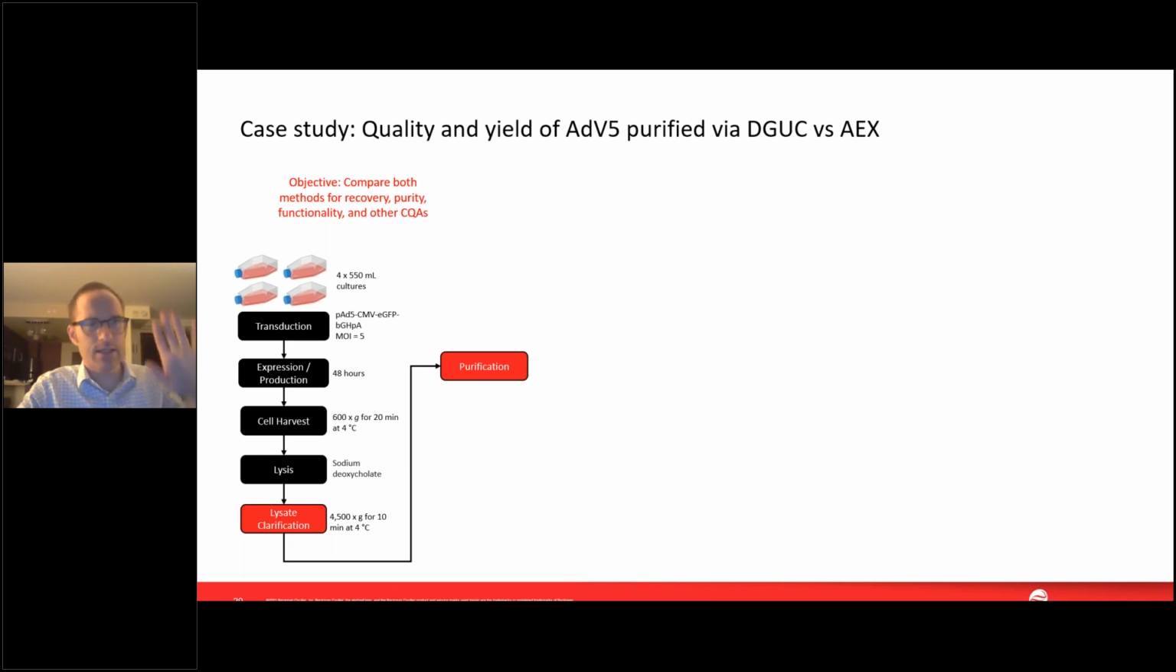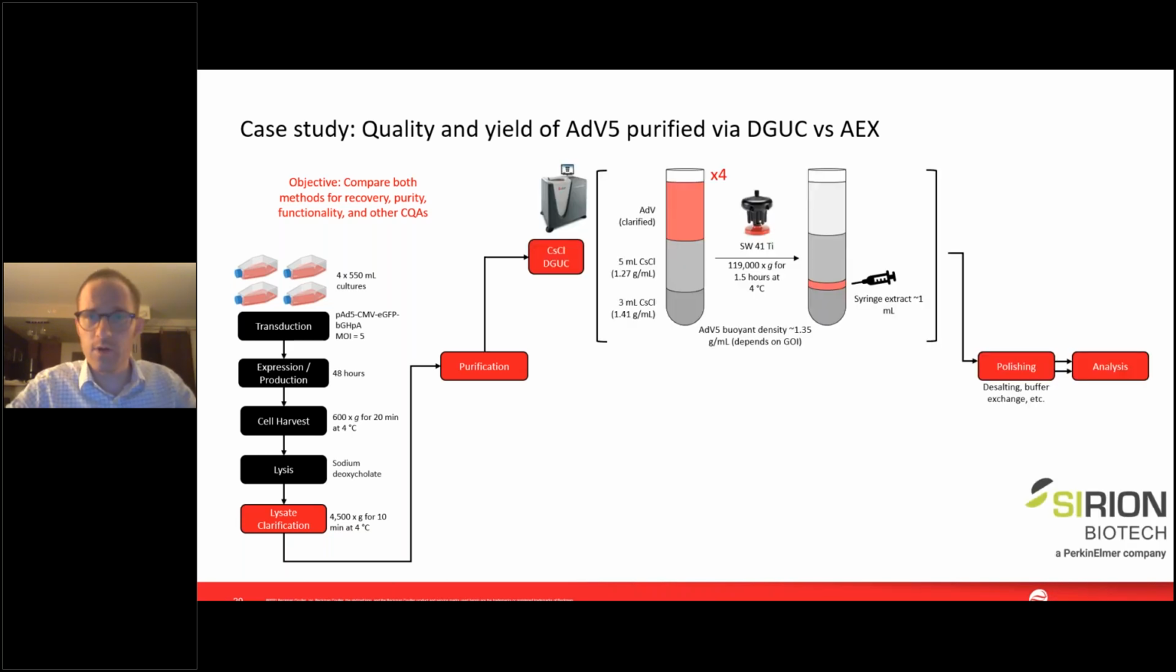I'm not going to get into the upstream process. We did start with 2 liters, but once we got to the lysate clarification, we separated 50%. We sent 50% to the chromatography, and 50% we sent to the centrifuge. For the ultracentrifuge, we purified these in the open top tubes, and we layered the heavier, the more dense material at the bottom, 3 mils of that, and then a little bit less dense material above that, and then we put sample on top of that. With these tubes, it's important to leave 1 to 2 millimeters at the top, so you're not filling this all the way. That's just specific to these tubes.